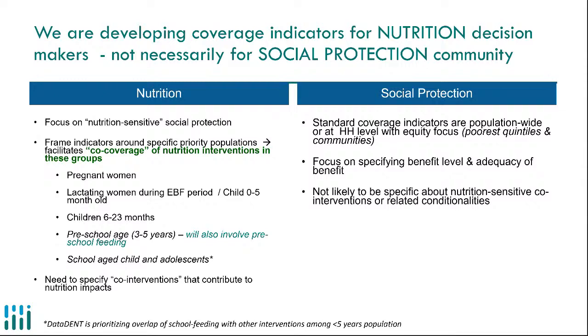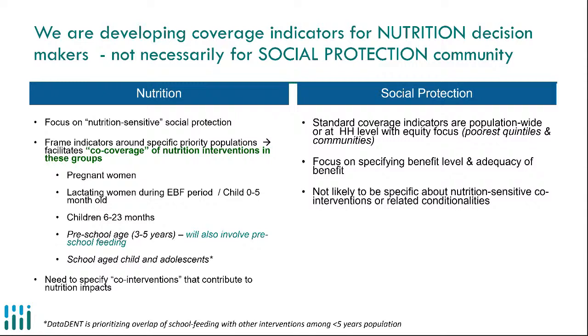And that can importantly facilitate co-coverage of nutrition interventions for these groups. So the groups that we're interested in include pregnant women, lactating women, children 6 to 23 months, the preschool age population, which is 3 to 5 years, and also school-age children and adolescents. I just wanted to point out for that last population there, though they're important for school feeding programs, typically the types of surveys that we're using within the nutrition community, such as the DHS or MIX, do not capture data for those populations just yet.